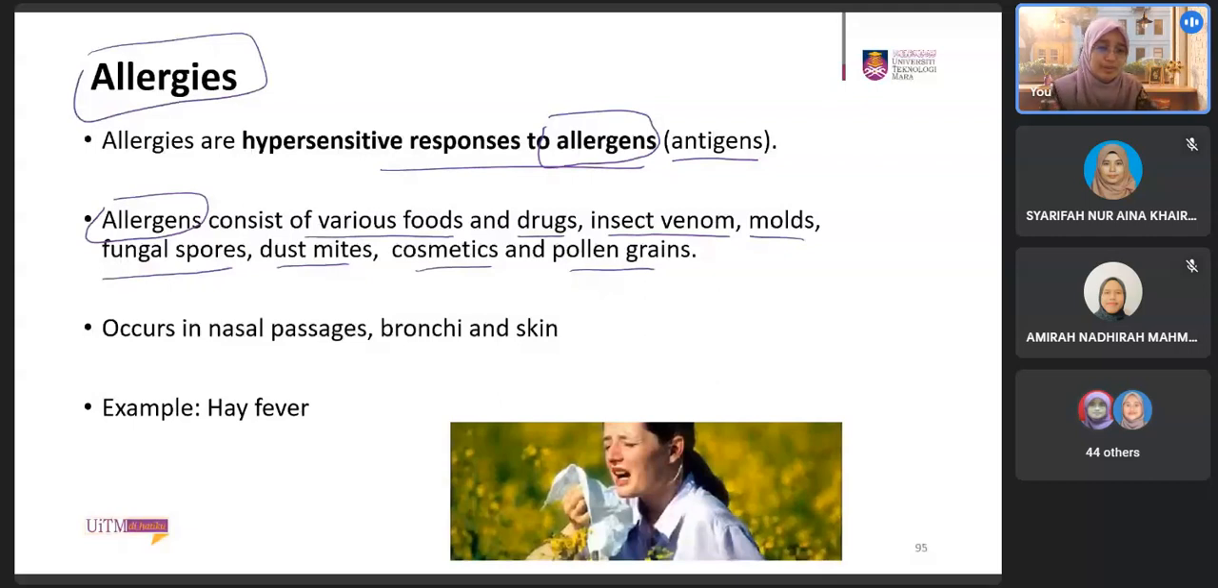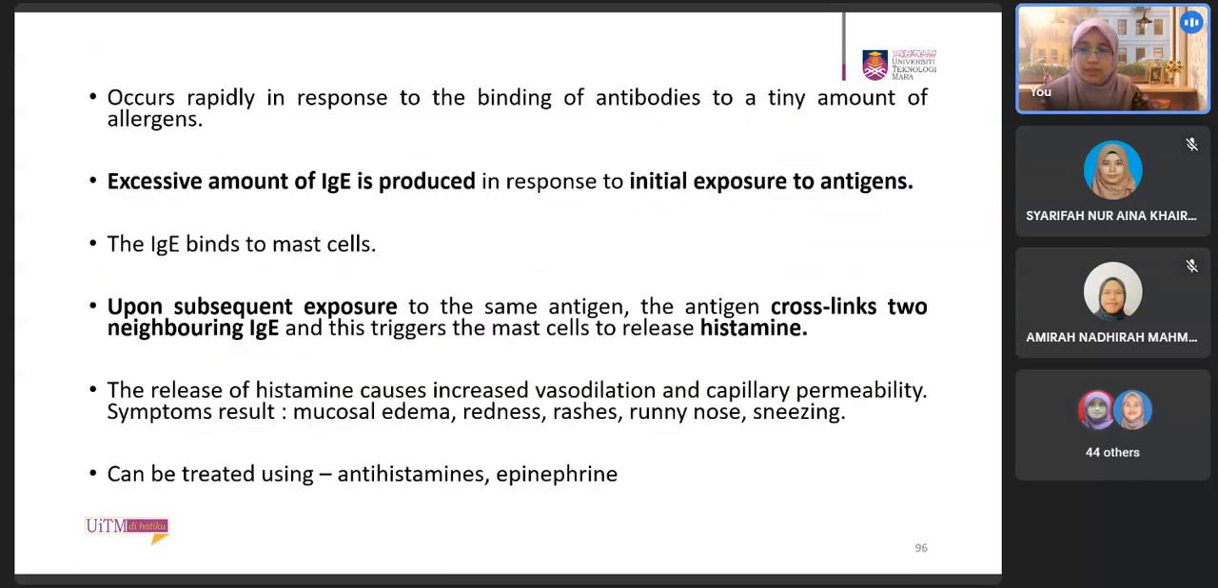Macam certain food, ada orang boleh makan je udang, ada orang tak boleh. Contohnya seafood, okay? Ataupun whatever reaction lah kan, pollen. Ada orang tak boleh kena pollen, ada orang boleh, contohnya kan. So that is allergic. Okay, so that is allergen. Okay, so occurs in nasal passage, bronchi and also skin. Example of the allergies is hay fever.